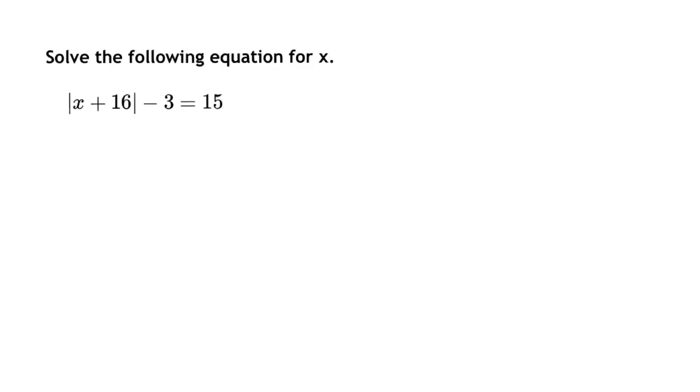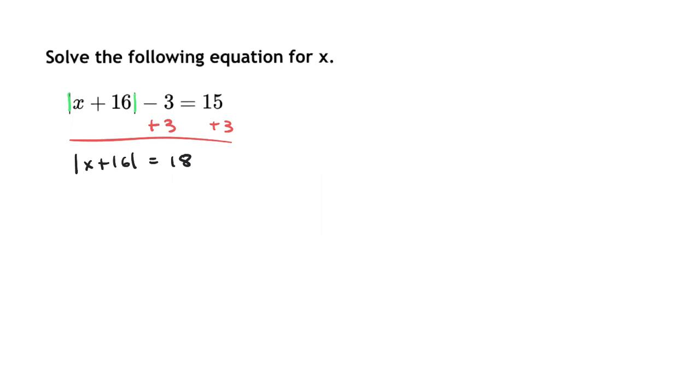In this video, we're going to solve this absolute value equation. Now, when solving absolute value equations, just remember that you have to isolate your absolute value. Before you can do anything else, you've got to get that absolute value alone. That means we're going to try to move this negative 3 by adding it over to the other side. That creates this absolute value of x plus 16, in this scenario, is now equal to 18.